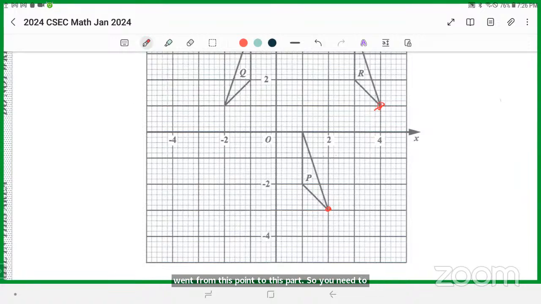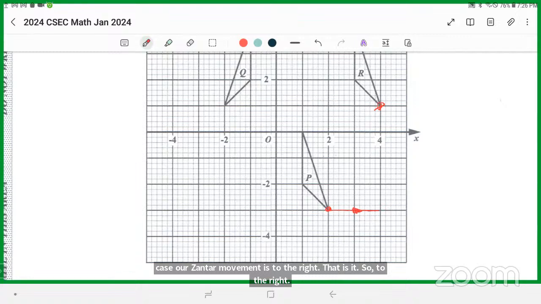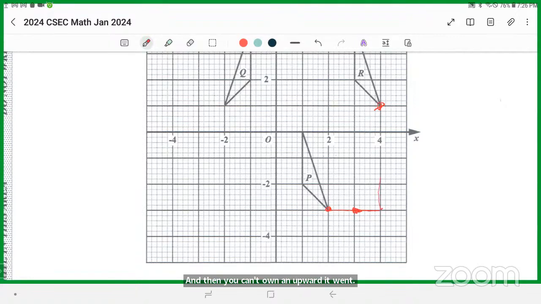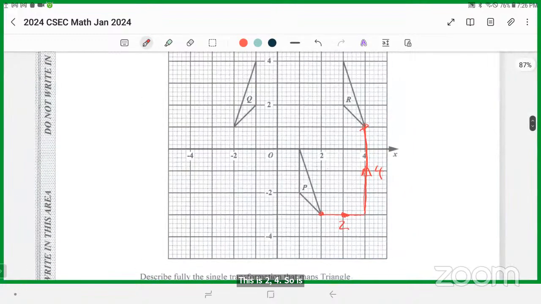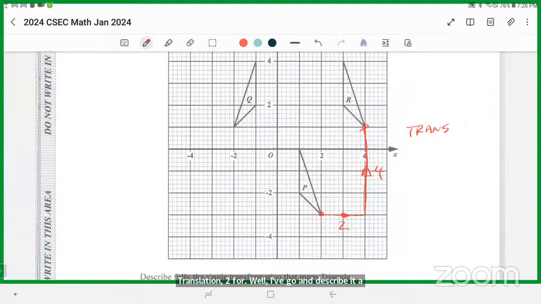In this case, horizontal movement is 2 to the right. That is it. So 2 to the right. And then you count how many upward it went. So this is 4 upwards. So it went 4 upwards this way. So this is 2, 4. So it's a translation. Translation 2, 4. We'll have to go and describe it properly, right? So when it's a translation, transformation 2, 4.